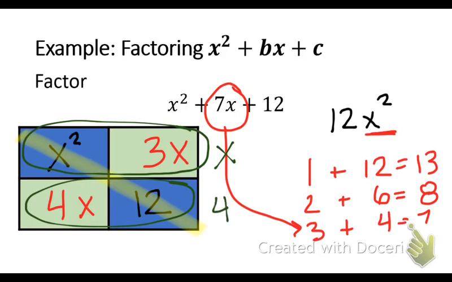So then, after I've done those, we're going to go in the other direction and do columns. So x squared and 4x just gives me an x, and then 3x and 12 give me a 3. So what I've done is I've gone through and I've actually written out my factors together without even realizing it.